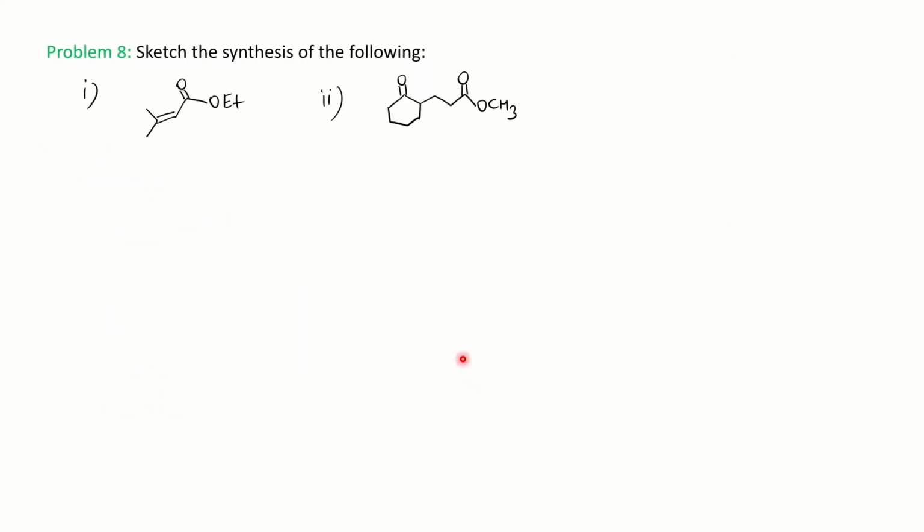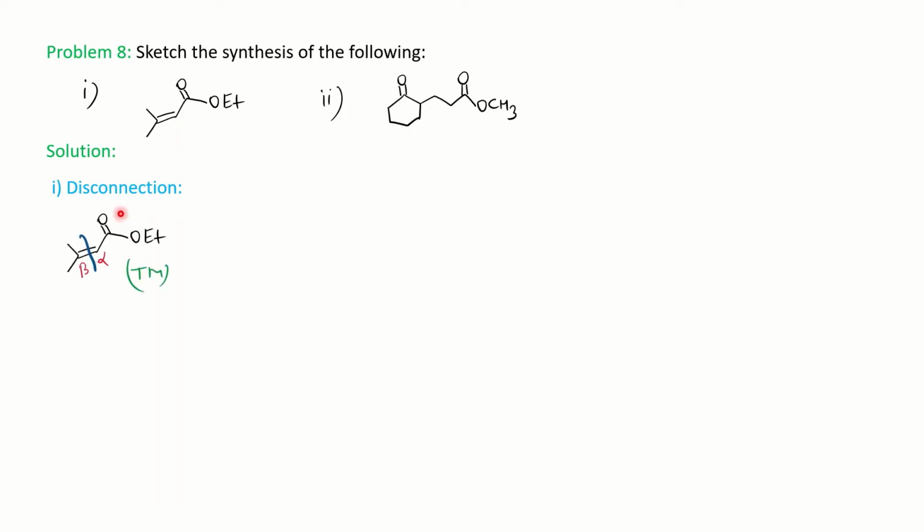So this will be the last problem in this video. We'll be discussing some other problems from your question papers in the upcoming video. Here, two molecules are given. One is an alpha beta unsaturated molecule. We'll start first by finding the starting material to design it.